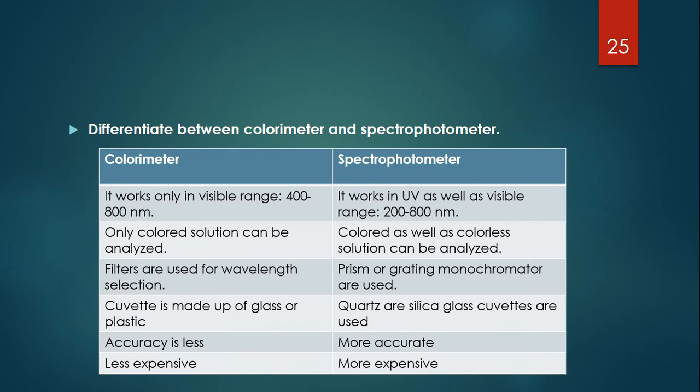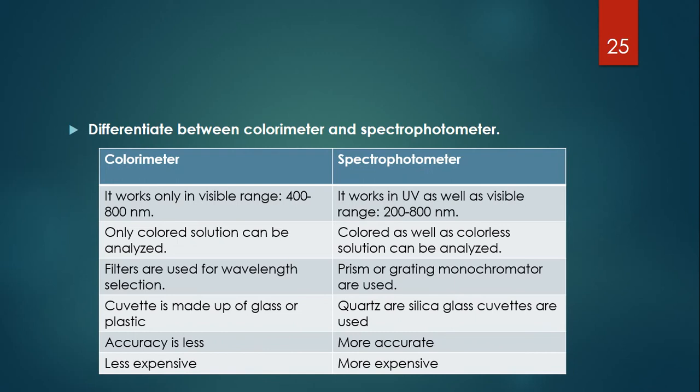In colorimeter, only colored solution can be analyzed, or if the solutions are colorless, as we have seen in today's practical, glucose was colorless, so we have converted it into the colored one with the help of DNSA. So in colorimeter, only the colored solution can be analyzed, or the colorless one can be analyzed only after converting it to the colored form. Whereas in spectrophotometer, colored as well as colorless solution can be analyzed. Here the colorless solution need not be converted into the colored ones.